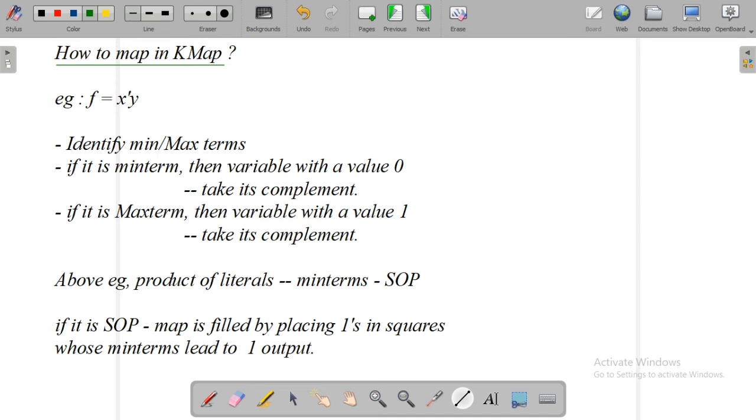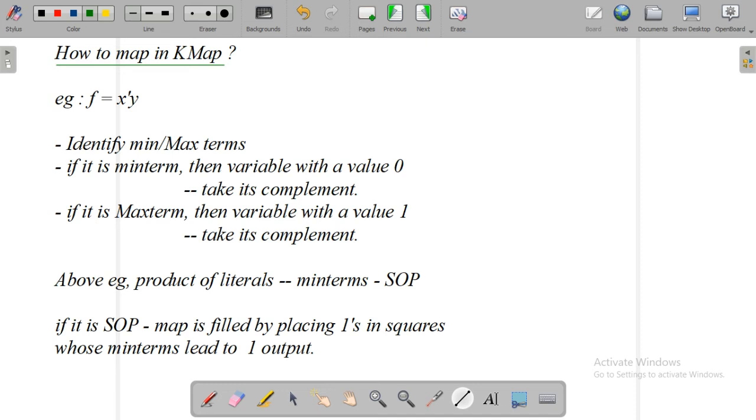If it is a minterm, then if a variable has a value 0, we have to take the complement, else we use the same. And in the case of a maxterm, if a variable has a value 1, we have to take its complement. Yes, those 2 points we learned while discussing minterms and maxterms, or SOP and POS.